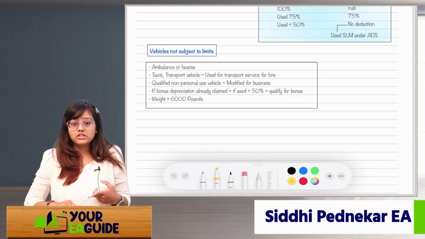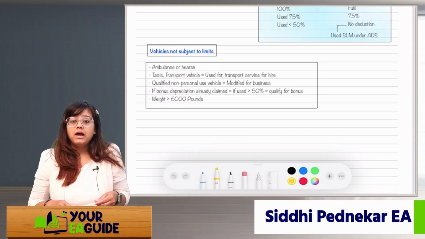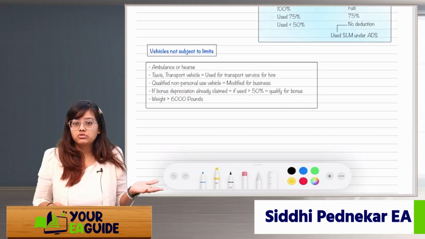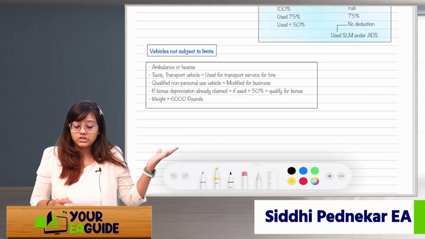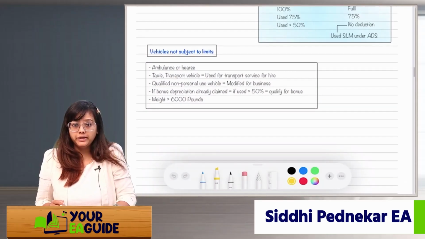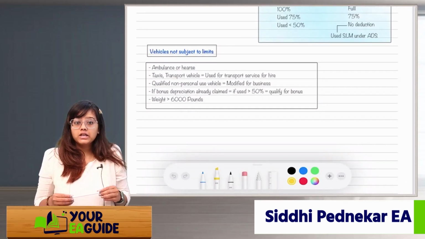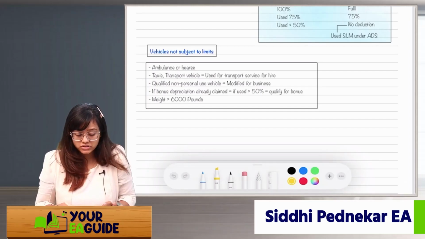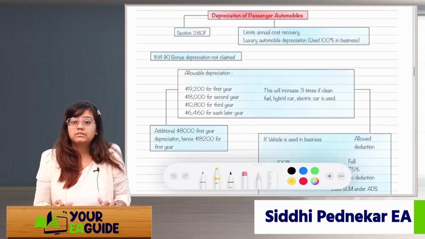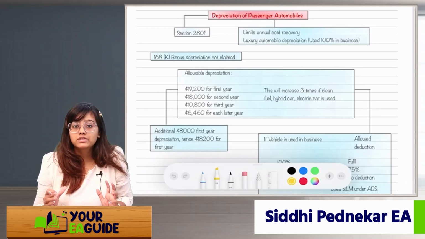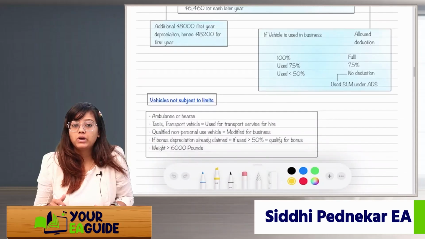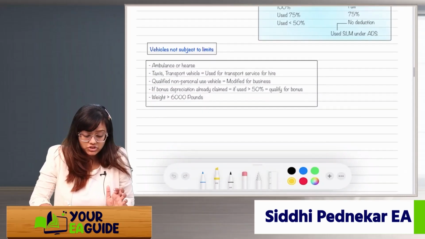If bonus depreciation is already claimed and you're using more than 50%, then it will qualify for bonus depreciation. You cannot claim the bonus depreciation first and then, from the second year, fall under this table. So it's not allowed. If the weight of the vehicle is more than 6,000 pounds, then also you will not be able to take this depreciation. Passenger automobile depreciation will be allowed apart from the limits mentioned here.